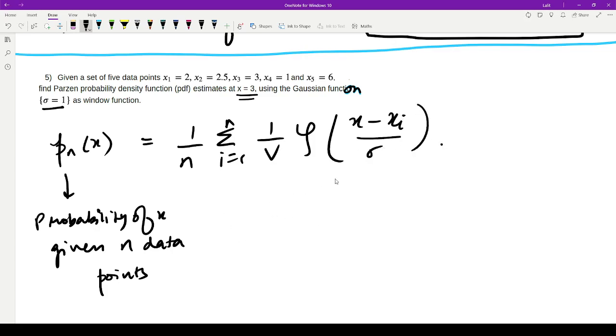Okay, so this is what? Normal distribution. So what we have is a normal distribution at each given point xi, and we sum those normal distributions given by some weights, and we average it out. And what we get is the probability of the given data at that point x.